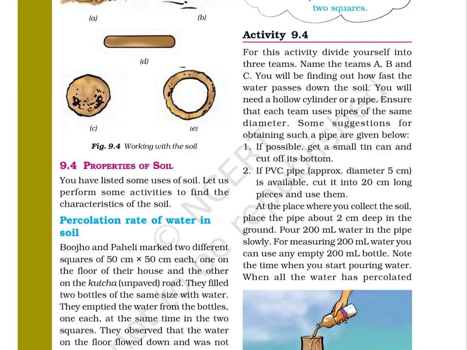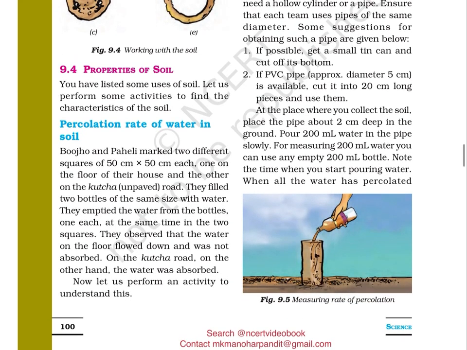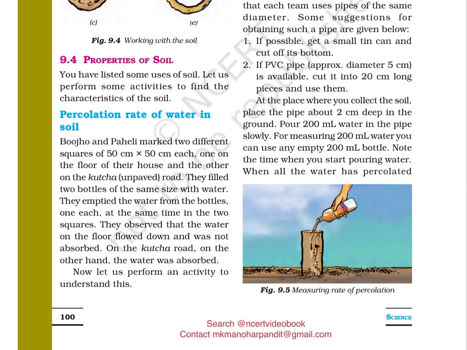1. If possible, get a small tin can and cut off its bottom. 2. If PVC pipe, approx diameter 5 cm, is available, cut it into 20 cm long pieces and use them. At the place where you collect the soil, place the pipe about 2 cm deep in the ground. Pour 200 ml water in the pipe slowly. For measuring 200 ml water, you can use any empty 200 ml bottle. Note the time when you start pouring water. When all the water has percolated, leaving the pipe empty, note the time again.